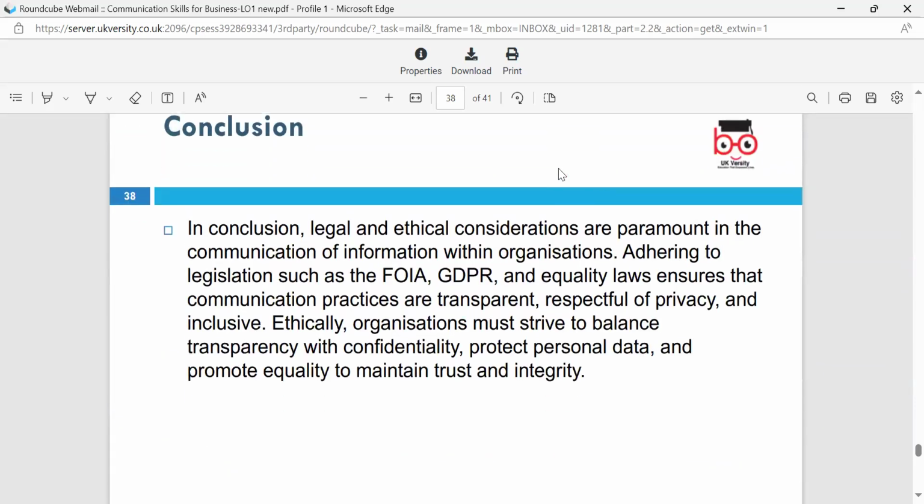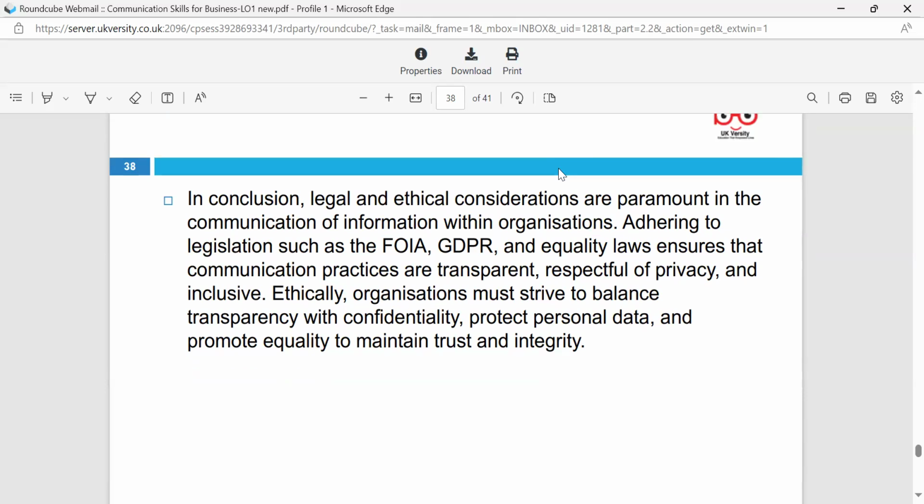So in conclusion, looking at the legislation, legal and ethical considerations are paramount in communication of information within organisations. Adhering to legislation such as the Freedom of Information Act, GDPR and equality laws ensures communication practices are transparent, respectful of privacy and inclusive. Ethically, organisations must strive to balance transparency with confidentiality, protect personal data, and promote equality to maintain trust and integrity.